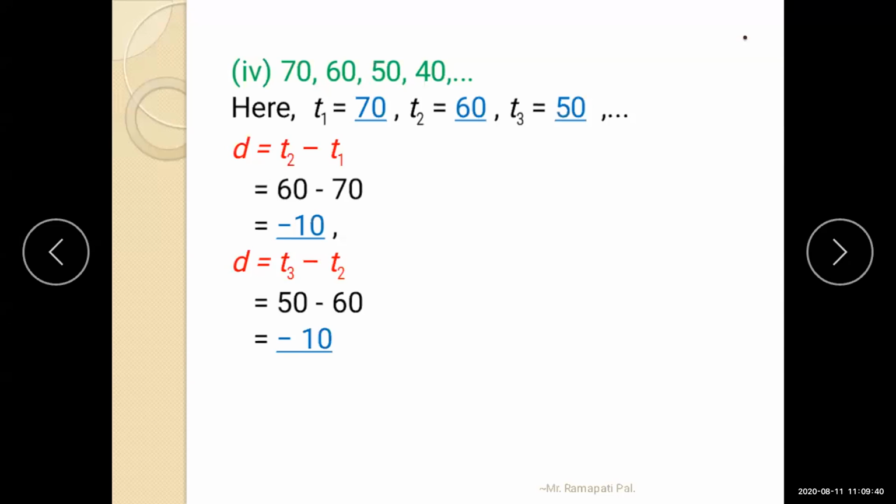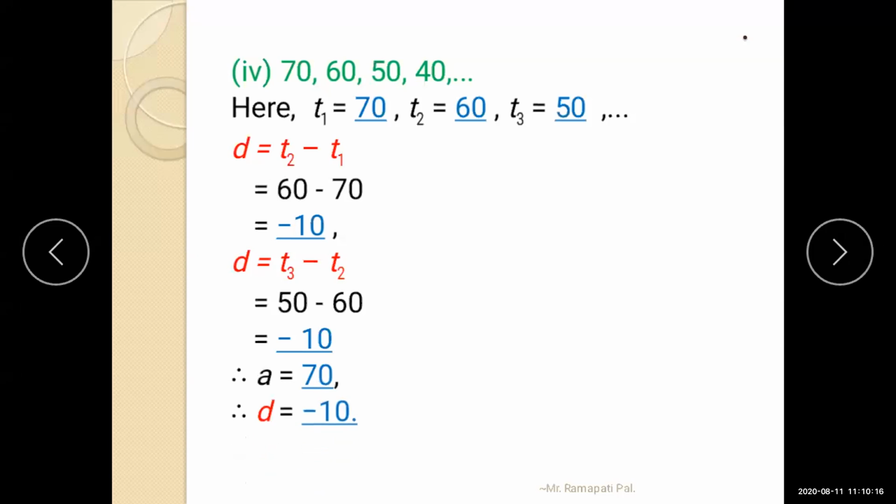Now we have understood how to find the D and how to find A. Okay. Now we are going to solve the second question. So are you ready to solve the second question? Yes. Very good. So all the students are ready to come with me to solve question number 2.